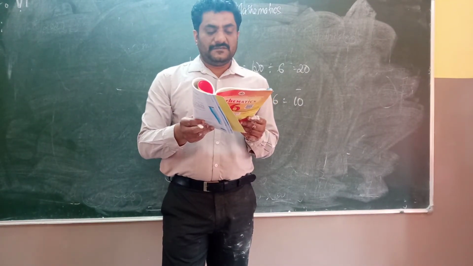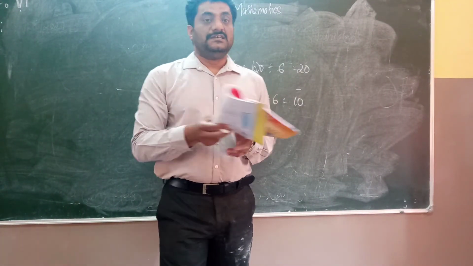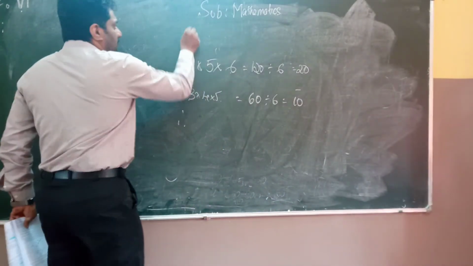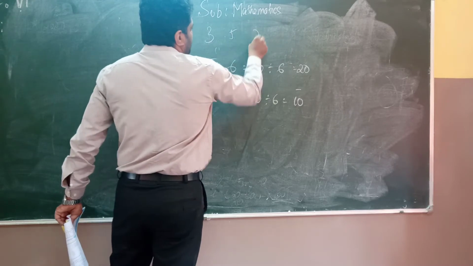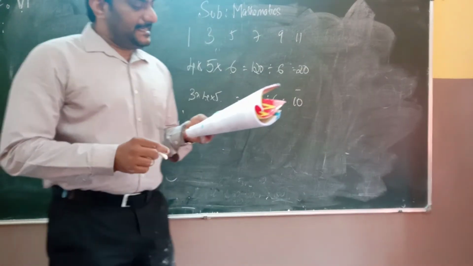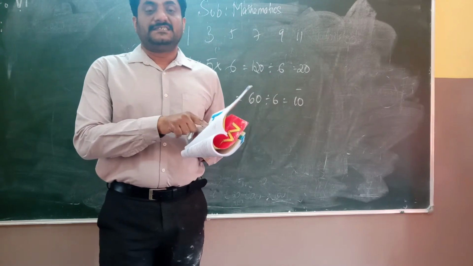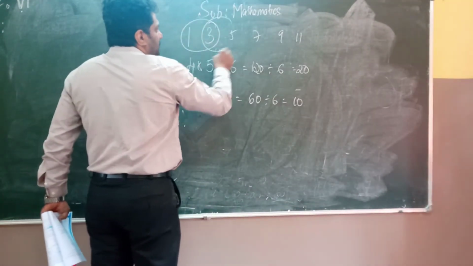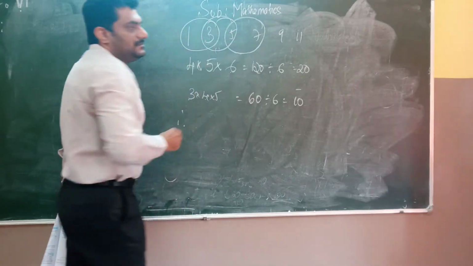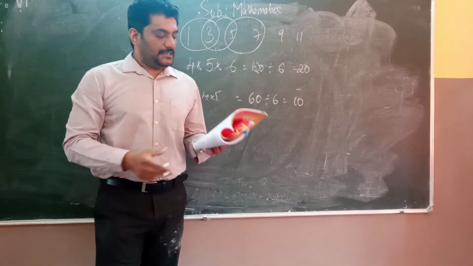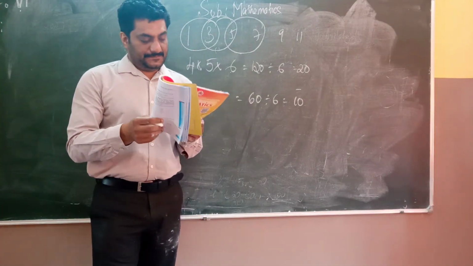Next one, the sum of 2 consecutive odd numbers. Now, 1, 3, 5, 7, 9, 11. These are the odd numbers, right? They are asking sum. Sum means addition. Either you can add these two, these two, these two. Add both. Check if it is divisible by 4 or not. That is what they are asking.